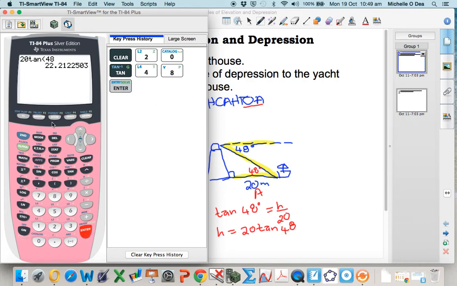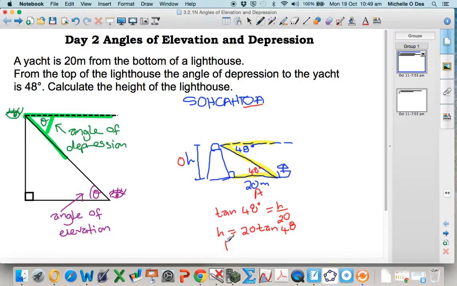And then don't forget to round to 3 significant figures. 1, 2, 3. The next number is not bigger than 5, so we chop it off. So it's 22.2. So h is approximately 22.2. Don't forget your units, meters. So the lighthouse is 22.2 meters. Okay, that's elevation and depression. So quite often you have to draw a diagram or complete a diagram with these because it's important to get the angle in the right spot. Let's try another one.